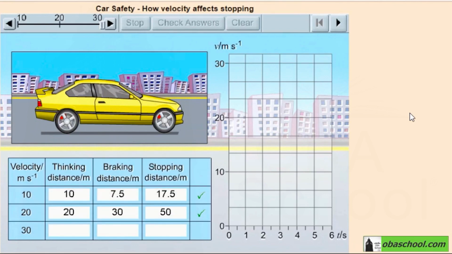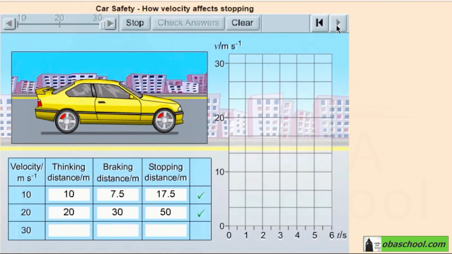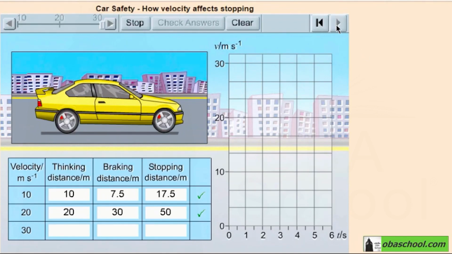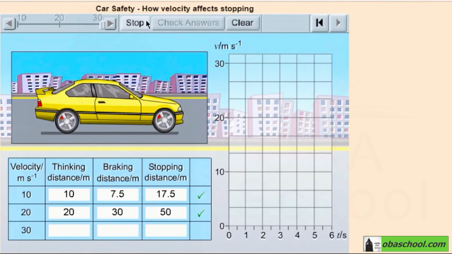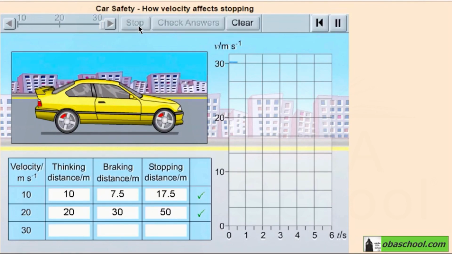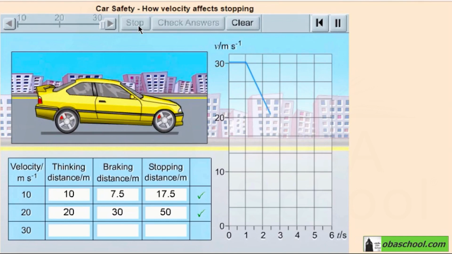Now, we're going to stop the car due to an emergency from a velocity of 30 meters per second. So let's click play and get the car moving. And then we're going to click Stop to perform the emergency stop.